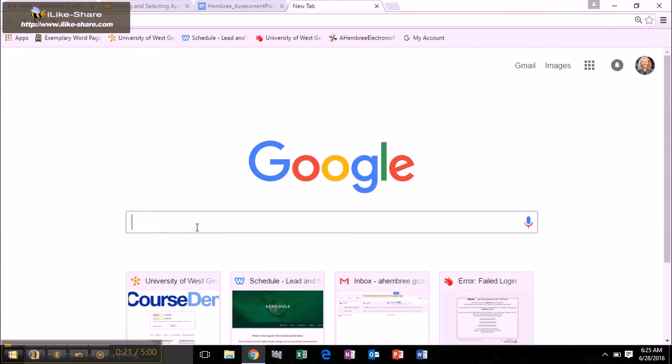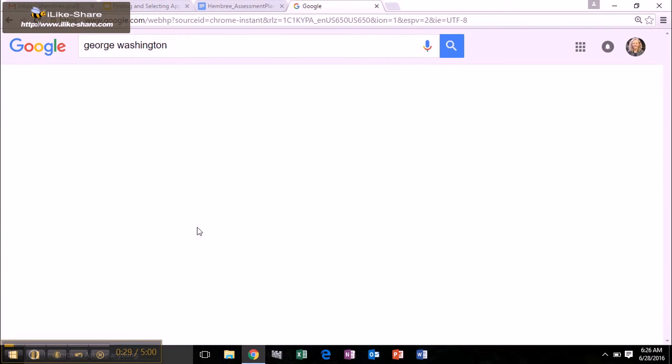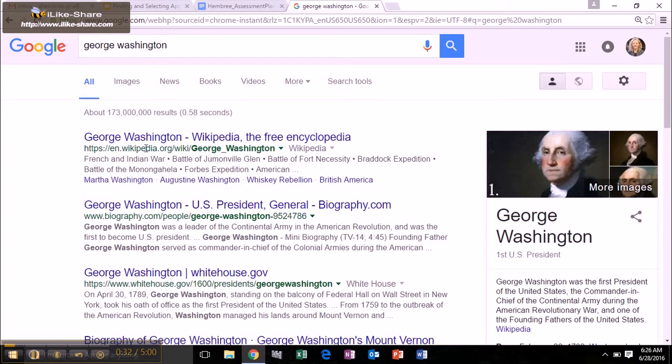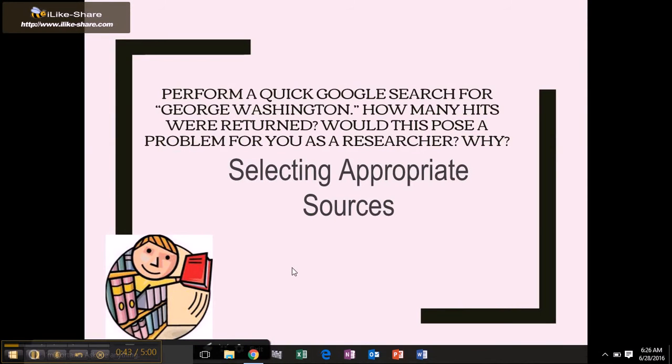Here I simply type in George Washington with no further search cues, and let's see how many hits are returned. 173 million. Now, a student trying to compose a research paper is not going to want to go through 173 million hits. So if you think about our little search, one of the biggest problems students encounter when trying to find and select appropriate sources is making sure their search is narrow enough.